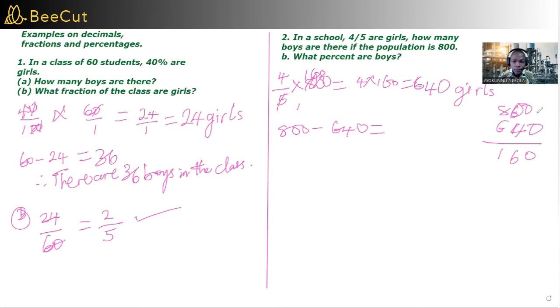Is that correct? That is 160, right? So that means there are 160 boys. So now, how do I go about the second question?